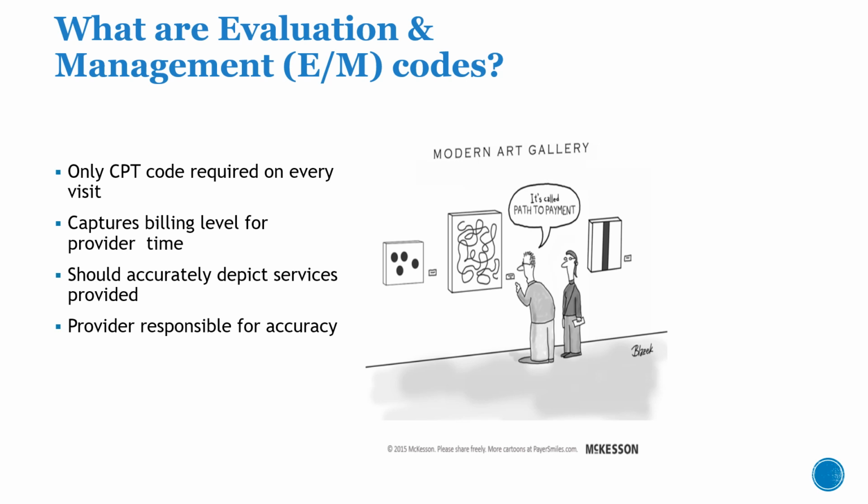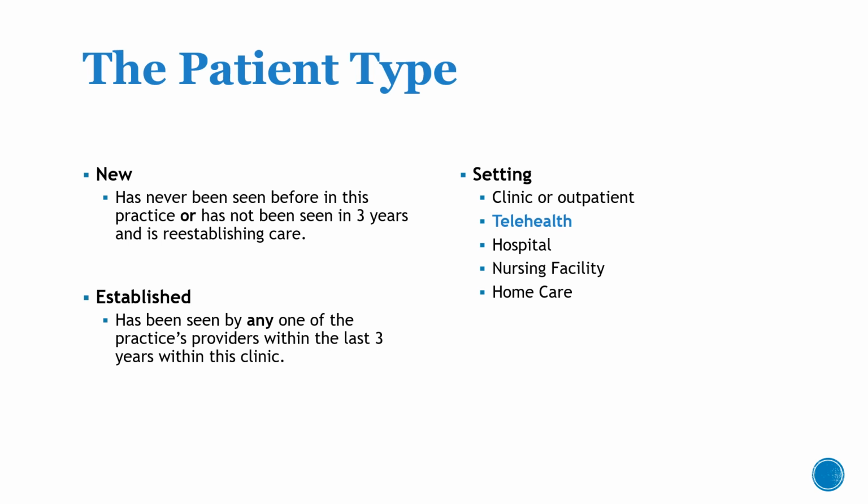In this cartoon, you'll see these two gentlemen are staring at what appears to be this abstract art, and it says it's called Path to Payment. It used to be a very convoluted process. With the 2021 updates, it will be a little more straightforward. Selection of your CPT code is based on patient type and the setting.